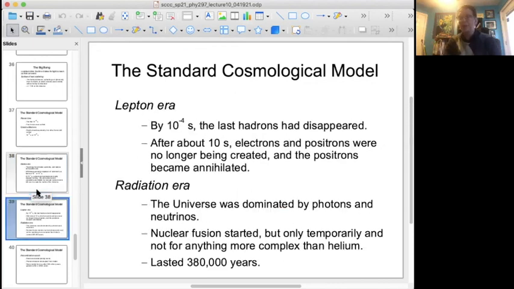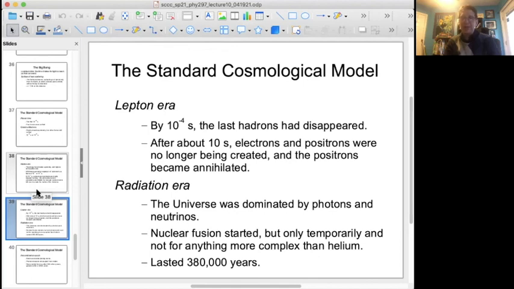Or why was there more matter than antimatter? Now there's a lot more matter than antimatter. So then we go to the lepton era. By 10 to the negative 4 seconds, the last hadrons had disappeared. And after about 10 seconds, electrons and positrons were no longer being created, and the positrons became annihilated.